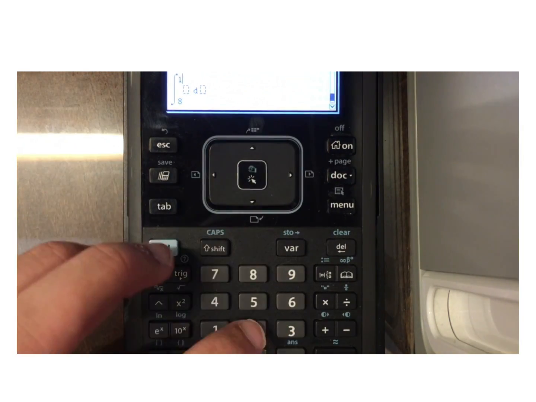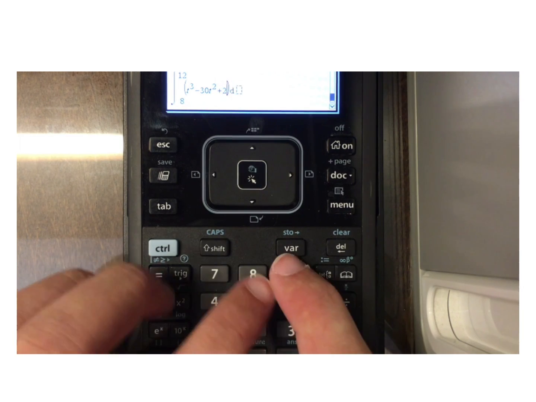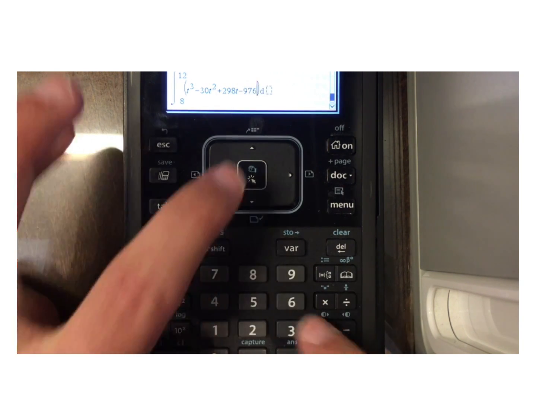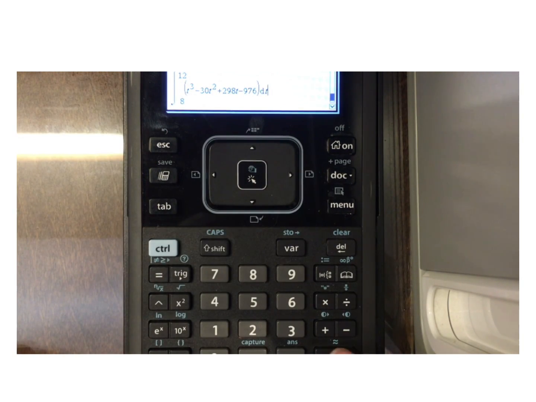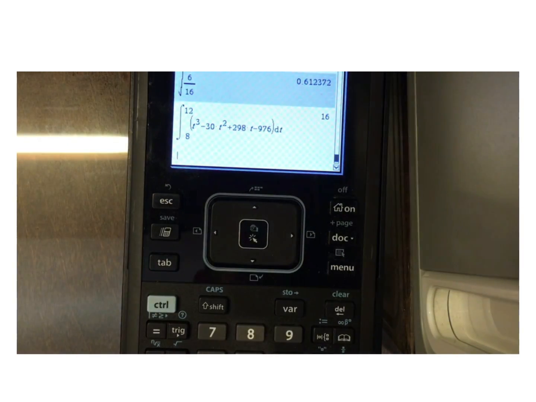All right, so since this is a calculator active question, we're going to want to use our calculator to help us. This is TI Inspire CAS, so we're going to be using that today. We're going to want to find the integral, so we're going to press Shift plus, and the integral is from 8 to 12 of p of t. So we're going to type in t cubed minus 30t squared plus 298t minus 976 with respect to t. Press enter, and what do we get? We get 16.